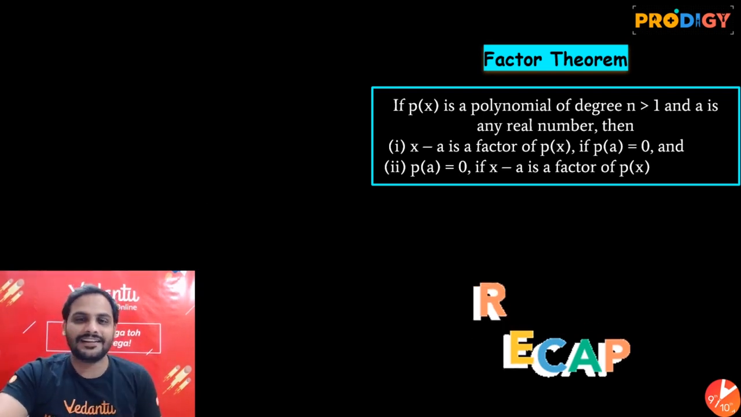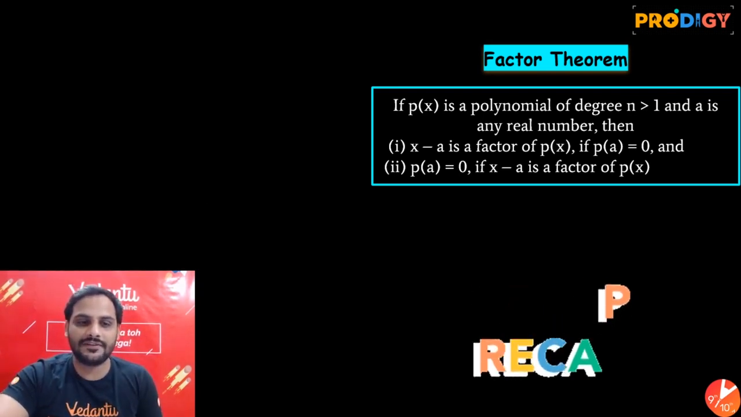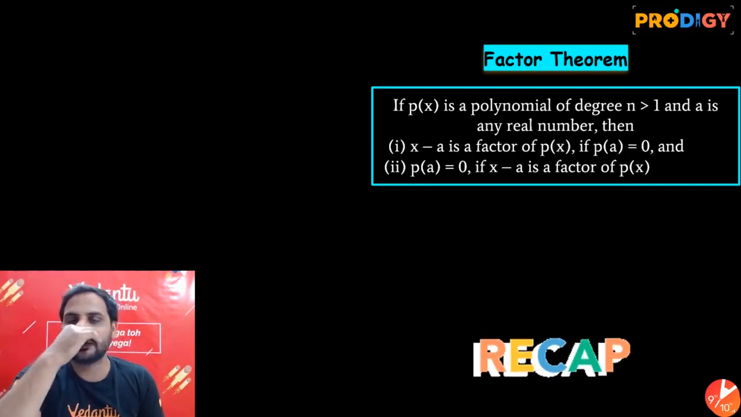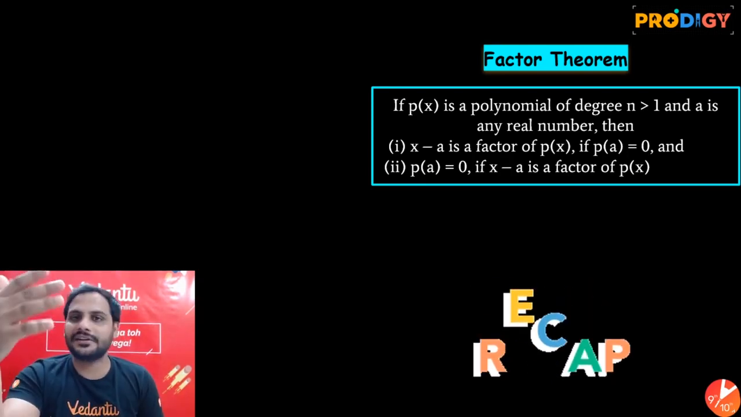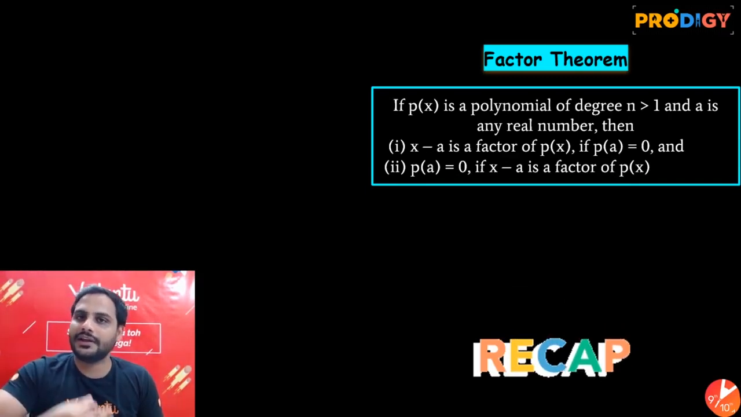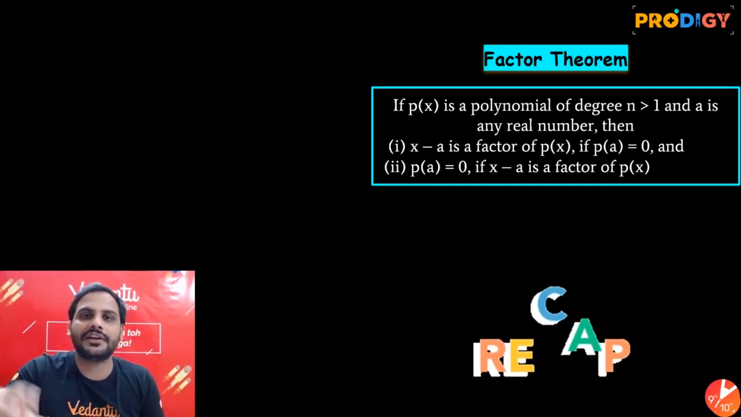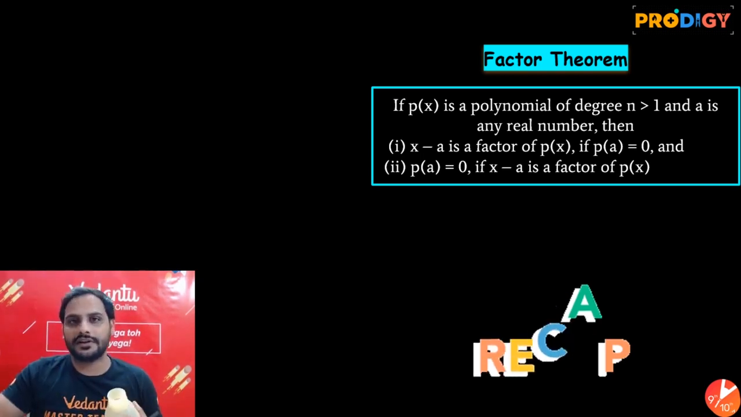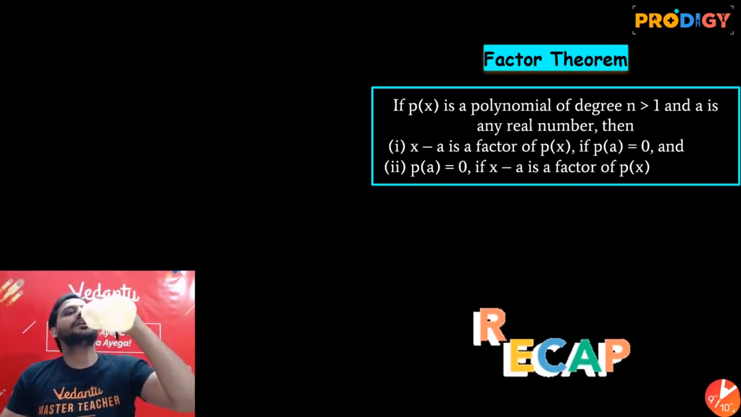Alright, now guys, if you remember the previous class, we talked about the factor theorem. I told you it is the same as the remainder theorem, the only thing is, if the remainder is equal to 0, we say it is a factor. The meaning of factor is only that: exactly divisible.